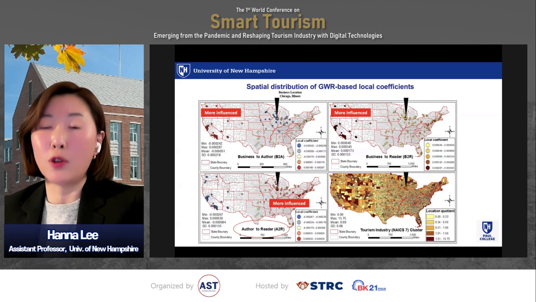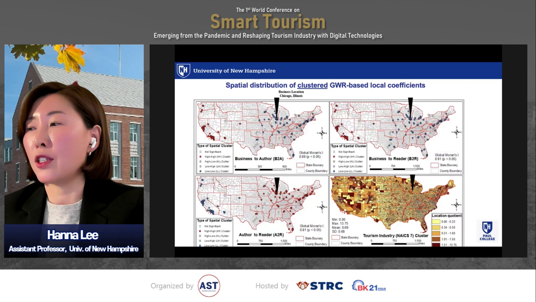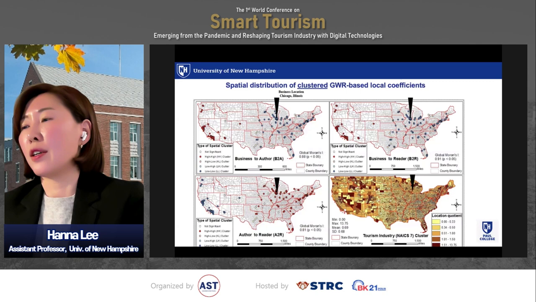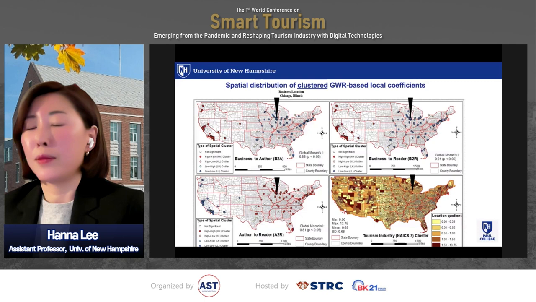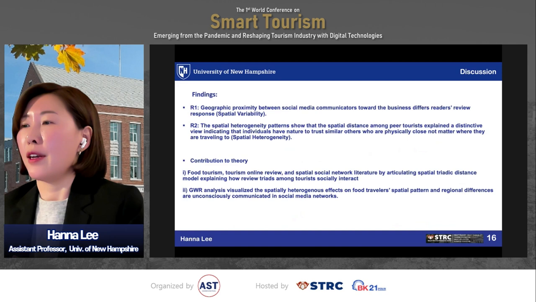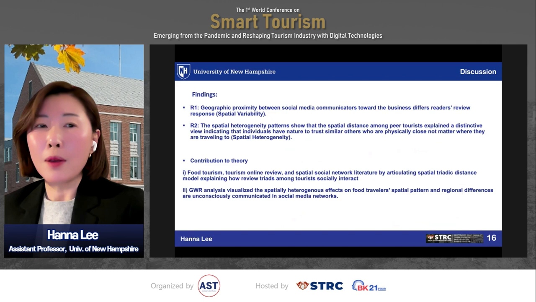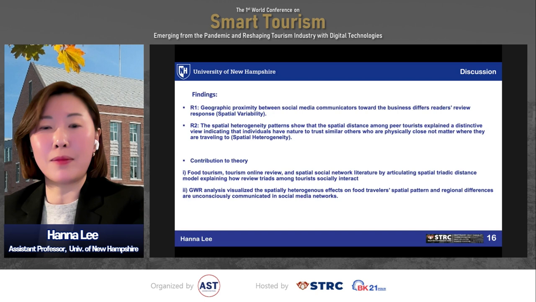So finally, the spatial cluster indicates that the association between triadic spatial distance and social media assets in food tourism is spatially heterogeneous in the US domestic market, which answers the second question. Therefore, we highlight two major findings, spatial variability and spatial heterogeneity, which I explained briefly, so I'm going to skip this one.